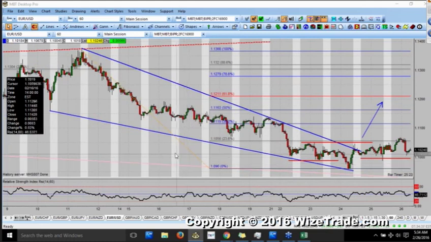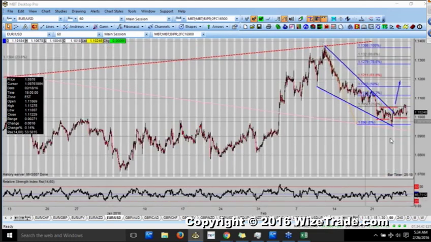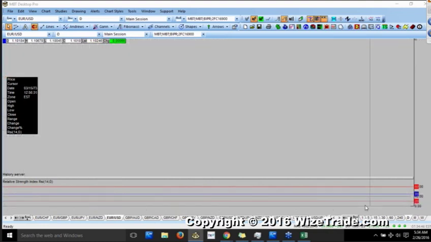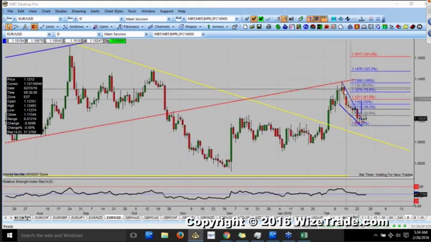But that doesn't mean that we can't move higher. The fact of the matter is we came out of a descending wedge, okay? We also basically came in consolidating or pulling back from a rejection of a trend line, so I still think that we can make our way higher. I just don't know if it's going to be all that pretty, you know what I mean?